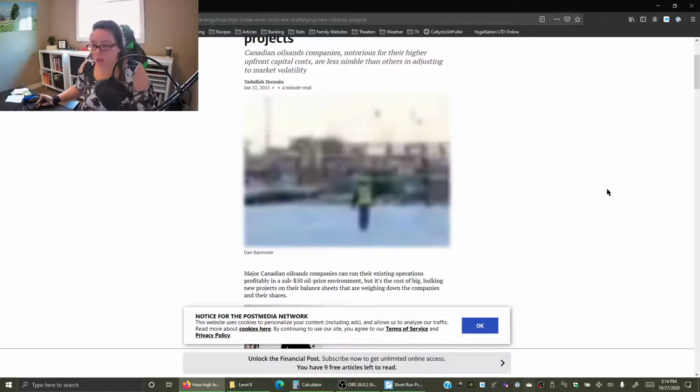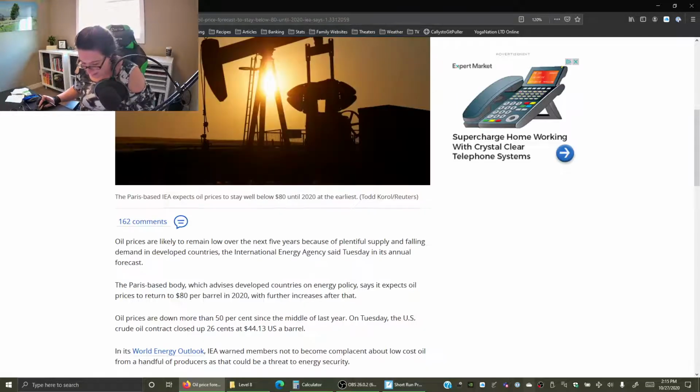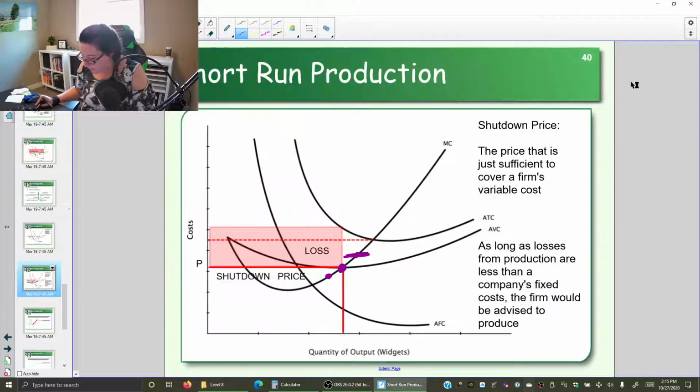And so as we look at the economy in Alberta and what the future holds for economic growth in Alberta, we have to consider what is happening to the price of oil, and is that price per barrel above break-even? Is it above the shutdown price? Or is it below? Because that's going to impact whether businesses will continue to operate and how much they're willing to produce.